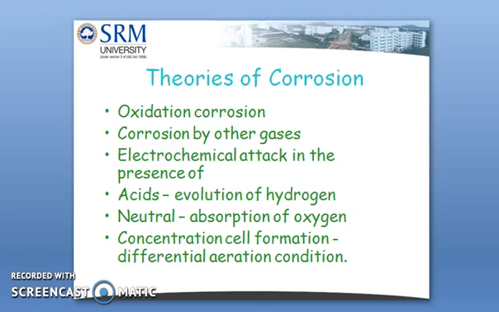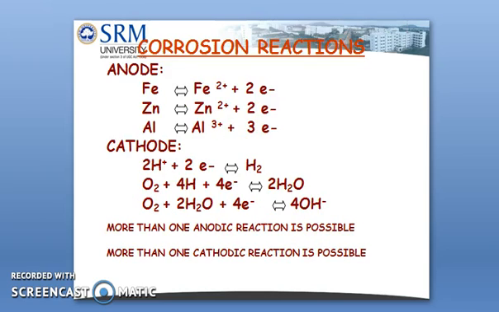People also call it differential aeration corrosion or concentration cell corrosion, where the metal is going to face the same electrolyte but different concentration. Let us see a few examples for each corrosion. Here the anodic reaction: the metal is going for the loss, oxidation. Cathode is always reduction, but depending on the presence of electrolyte, the cathodic reaction may be evolution of hydrogen, or absorption of O2 forming OH minus ions.